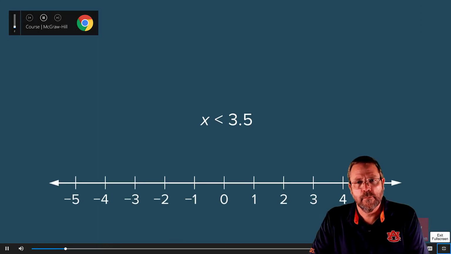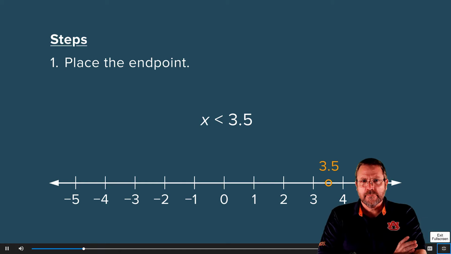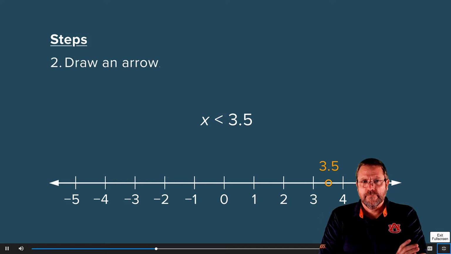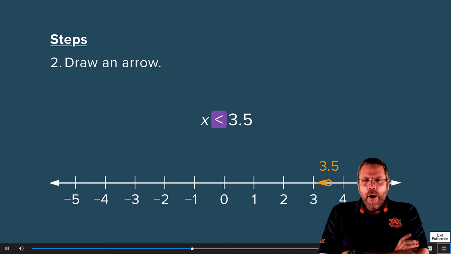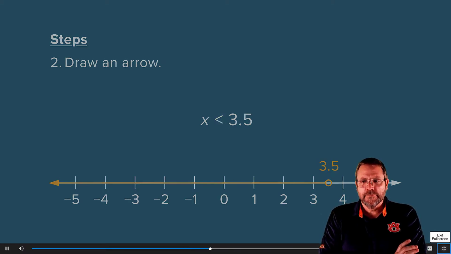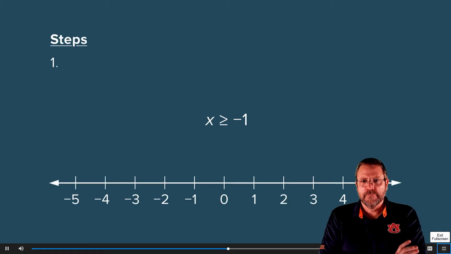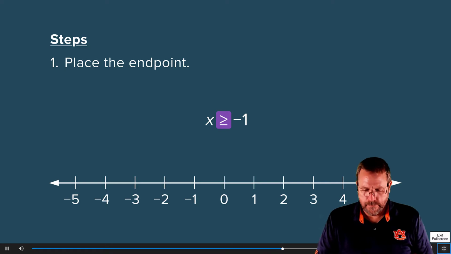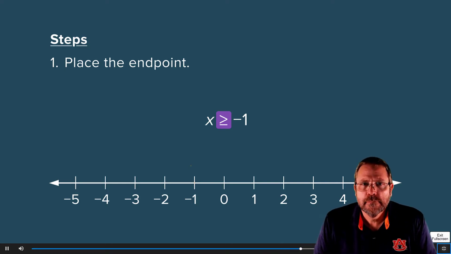To graph the solution set of the inequality, start by placing an open dot at 3.5. For an inequality that includes a less than or greater than symbol, an open dot is used to show that the number is not a solution. Next, draw an arrow from the endpoint. To show that values less than 3.5 are solutions, draw an arrow that points to the left. Consider another example. To graph x is greater than or equal to -1, start by placing the endpoint. For an inequality that includes a less than or equal to, or a greater than or equal to symbol, a closed dot is used to show that the number is a solution.